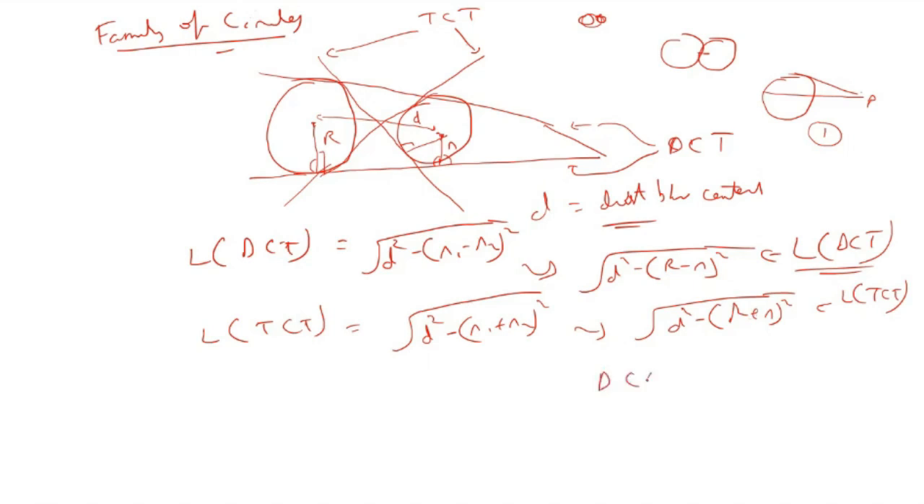So always, the DCT will be bigger than the TCT in length. Even if you get confused between the formulas, about which was DCT and which was TCT, it will always help to remember that DCT is greater than TCT. And from the formulas it is very clear, right? You're subtracting a smaller quantity here.